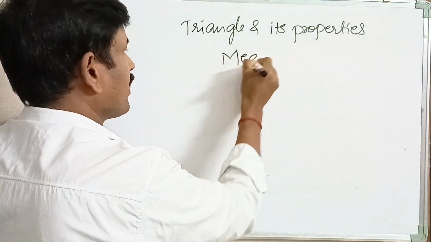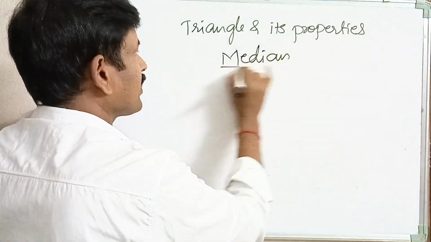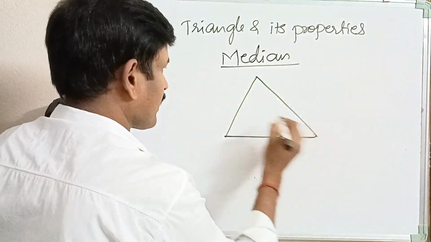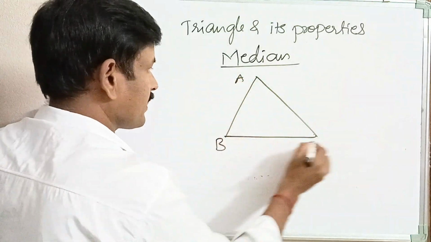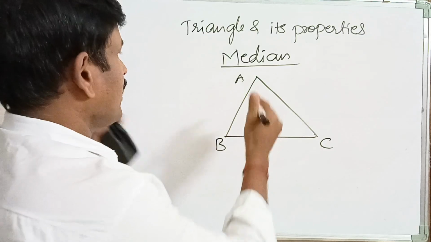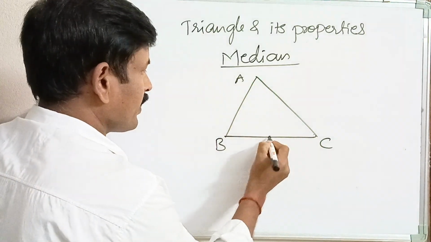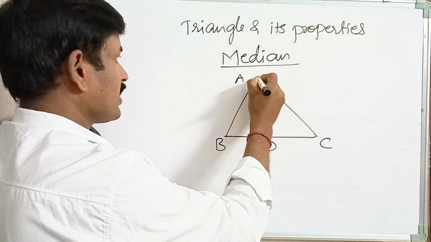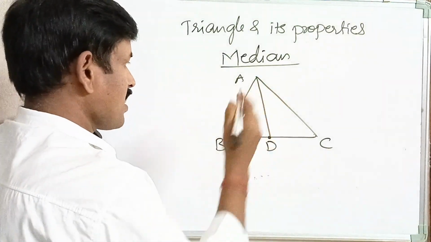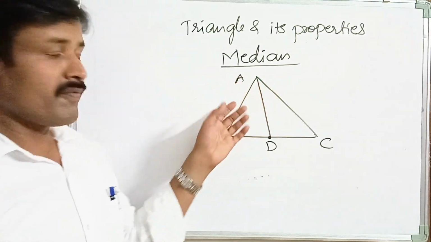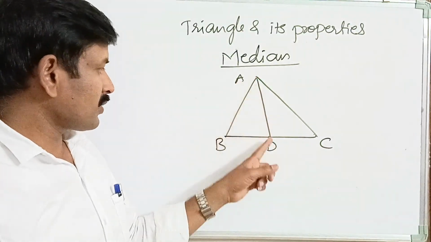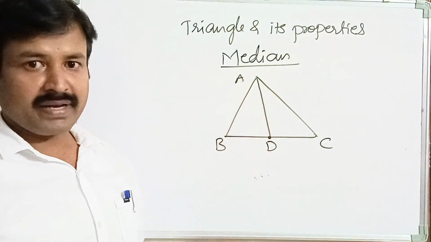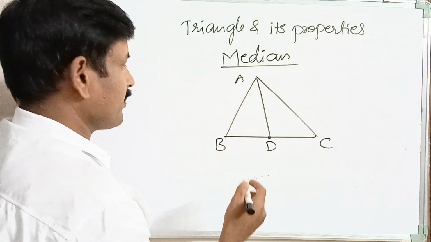Median. What is the median of a triangle? Observe this triangle. In triangle ABC, D is the midpoint of BC. Now we are joining AD. The line segment joining a vertex of a triangle to the midpoint of its opposite side is called a median of the triangle. A triangle has three medians.